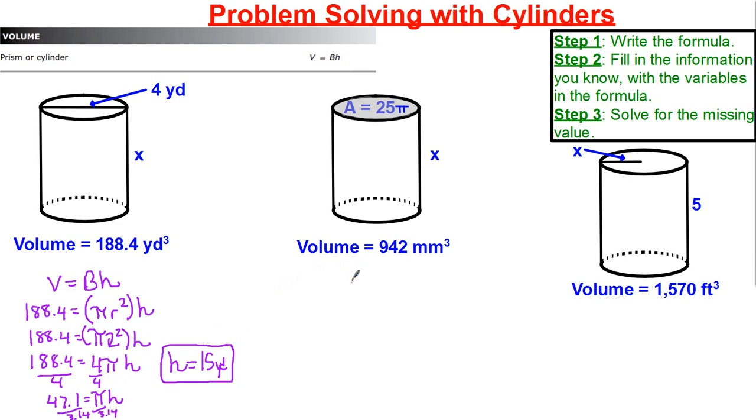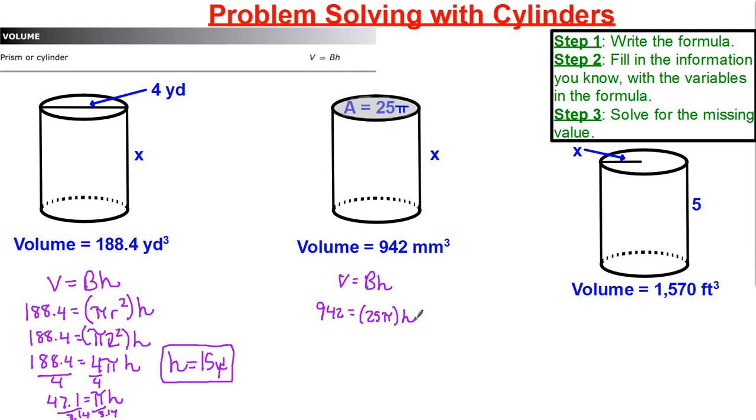Okay. Now let's go ahead and take a look at another example, but in this case we're given pi. Volume is equal to capital B base times height. So we have 942 is going to be equal to our base. Our base area is already given to us. It's 25 pi. So it's going to be 25 pi. And then this is going to be multiplied by the height.